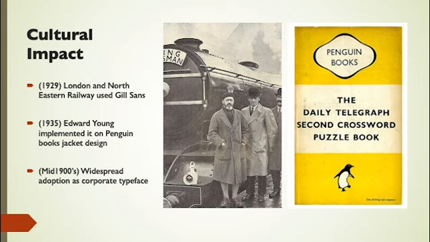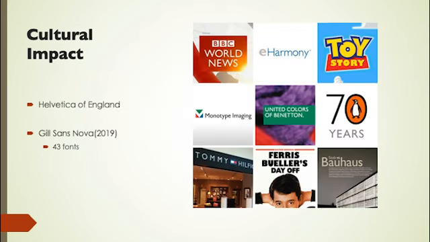In 1929 it was used for the London and North Eastern Railway. In 1935, Edward Young used it on Penguin Books' jacket design, which were sold worldwide, putting it on bookshelves everywhere. And by the mid-1900s, it was virtually adopted as the go-to corporate typeface. It's now known as the Helvetica of England, and its evolution continues to this day, with the most recent rendition coming out in 2019 with Gill Sans Nova, which holds 43 fonts.